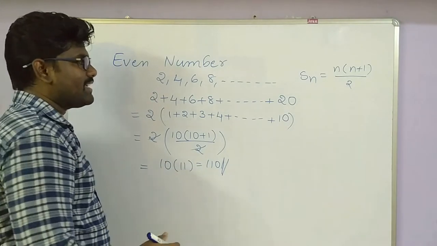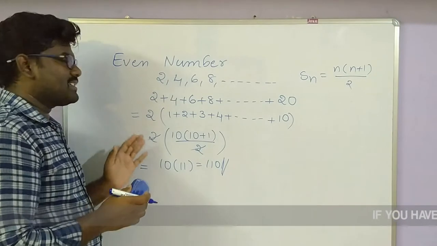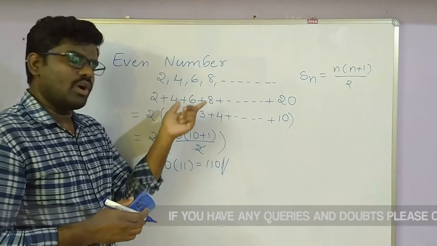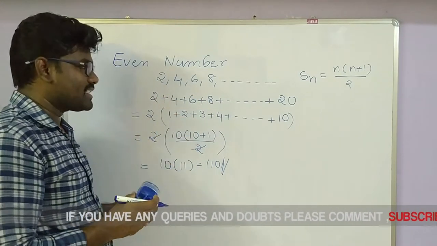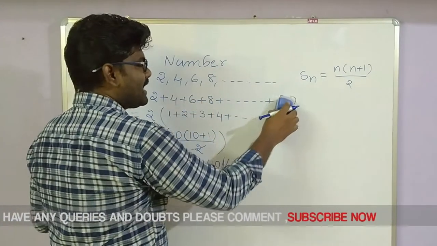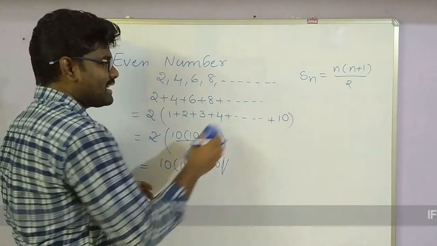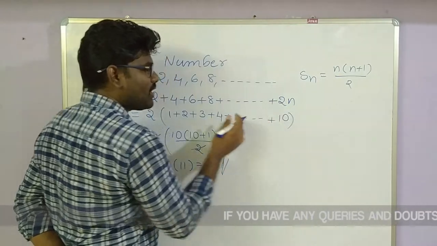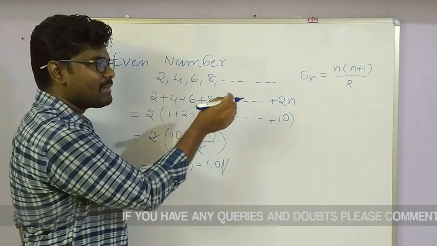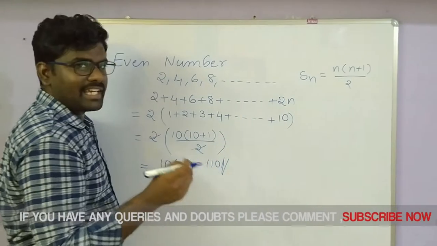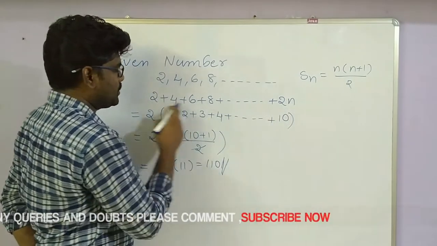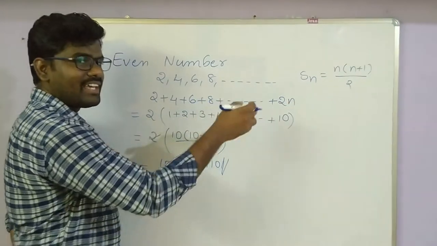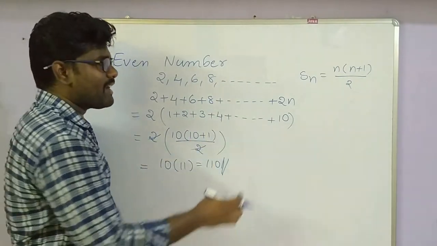In the same way, if any sum of even numbers is given, we can do it like this, and we can have a formula also. We don't know the last number, which is in the form of 2n. Why are we taking 2n only? All even numbers must be in the form of 2n, because in place of n you can take any number: 2 into 1 is 2, 2 into 2 is 4, 2 into 3 is 6, 2 into 4 is 8. In the same way, any even number is in the form of 2n.